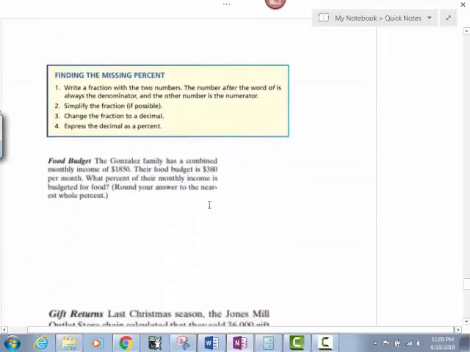Let's take a look at the next part. It says, how do we find the missing percent? Number 1, it says, write the fraction with the 2 numbers. The number that comes after the word of is always going to be the denominator. Remember, that's the number on the bottom. Whatever other number we have will be the numerator, which will be the number on the top. Simplify the fraction if we can. Change the fraction to a decimal.